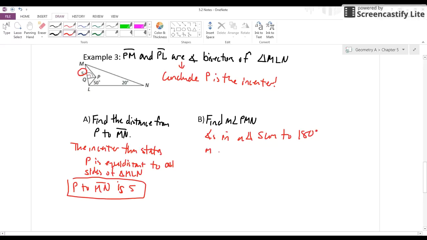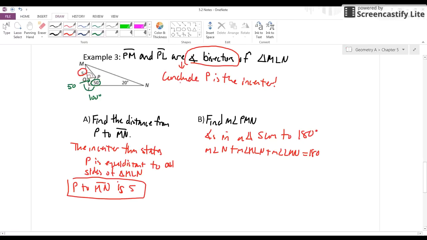So that means the measure of angle N plus the measure of angle MLN plus the measure of angle LMN should add up to 180, because those are the three angles of your triangle. I already know that the measure of angle N is 20. I know that this angle PLN is 50, but that's not the entire MLN. But we know that PL is an angle bisector. Which means if this is 50 here, the angle measure MLP should also be 50. So this entire thing is 100 degrees.